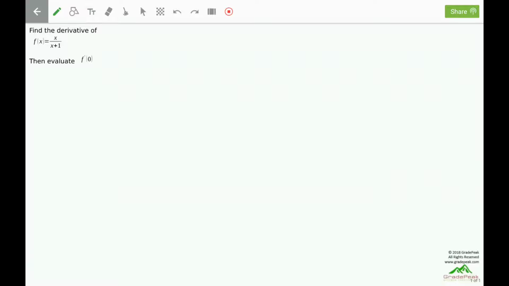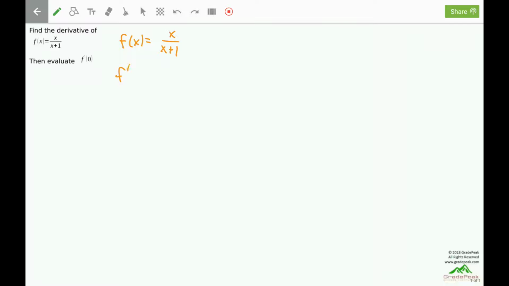Find the derivative of f of x equals x divided by x plus 1, then evaluate f prime of 0. F of x here is the quotient, the division, of two different expressions, and the denominator has multiple terms, so we have no option to take the quotient directly. We will definitely have to use the quotient rule for the derivative here.